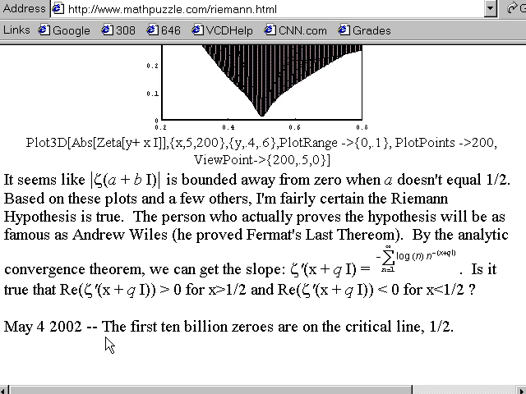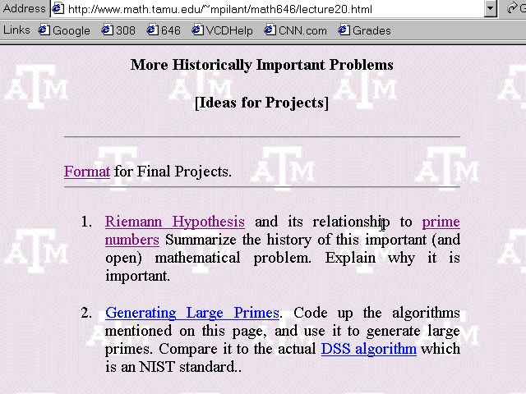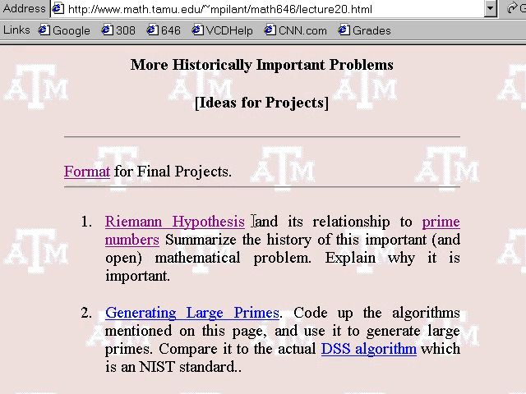As of May 4th, it has been known that the first 10 billion zeros have real part equal to 1/2. That might lead you to conjecture that they all do, but of course that's not a proof. The proof of the Riemann hypothesis is actually still unknown. No one has proved it. There are some links of almost proofs, and at least one person has claimed to have proved the Riemann hypothesis, but they keep getting shot down.